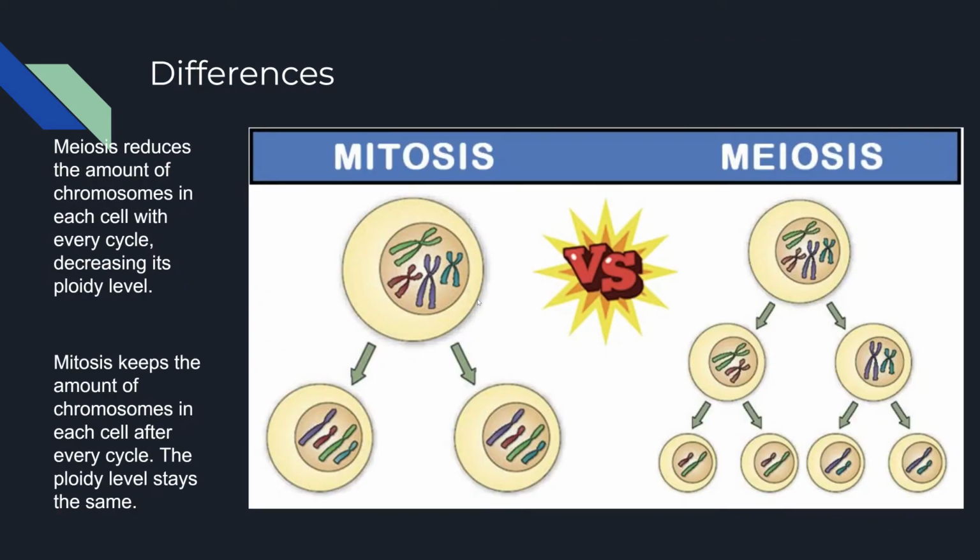Meiosis reduces the amount of chromosomes in each cell with every cycle, decreasing its ploidy level. Mitosis keeps the amount of chromosomes in each cell after every cycle. The ploidy level stays the same.